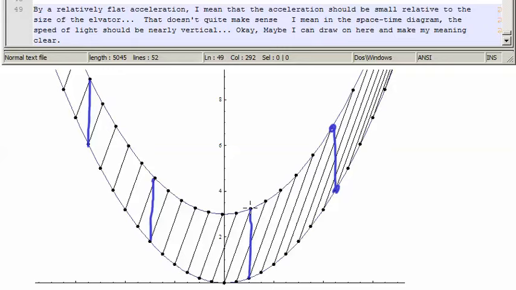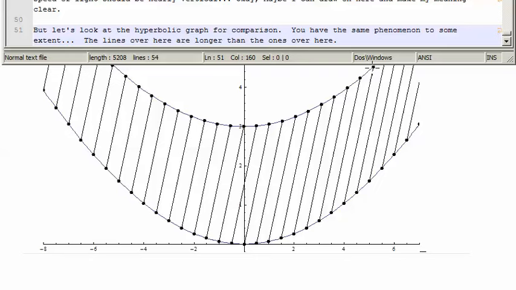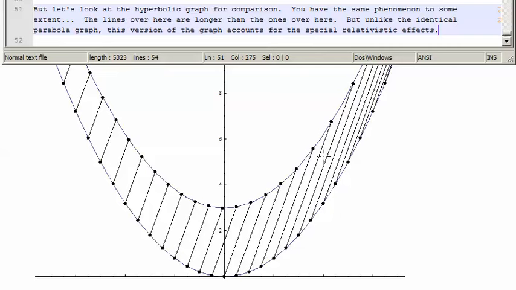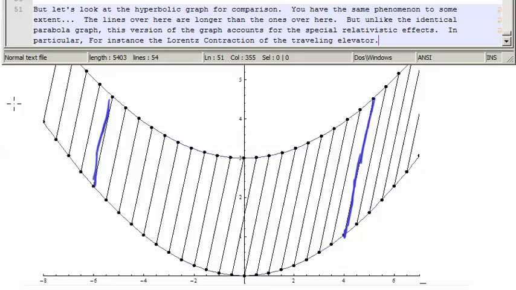But let's look at the hyperbolic graph for comparison. You have the same phenomenon to some extent. The lines over here are longer than the ones over here. But unlike the parabola graph, where this parabola is identical and lifted from this parabola, this version of the graph does account for the special relativistic effects. For instance, the Lorentz contraction of the accelerating elevator, which makes, say, this distance less than this distance, and it's the same as wherever it is at a similar speed going the opposite direction.